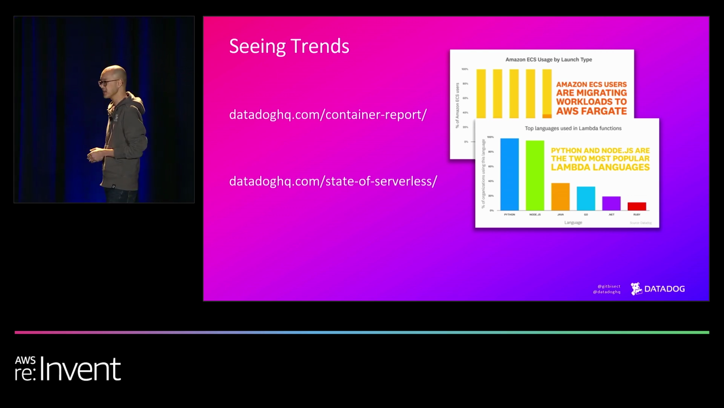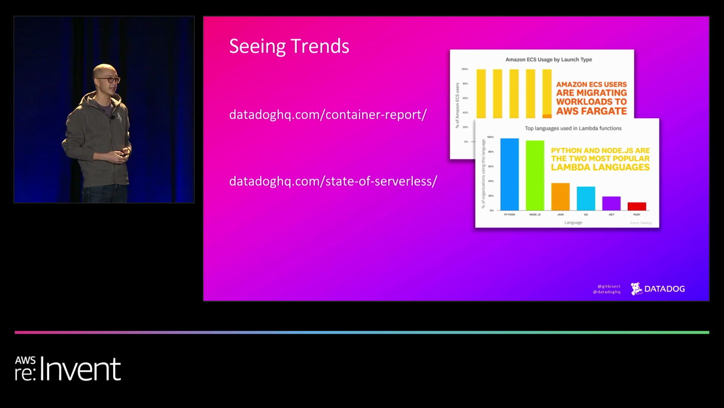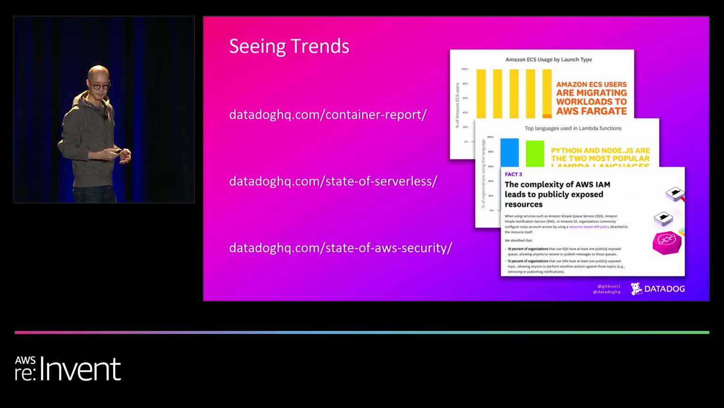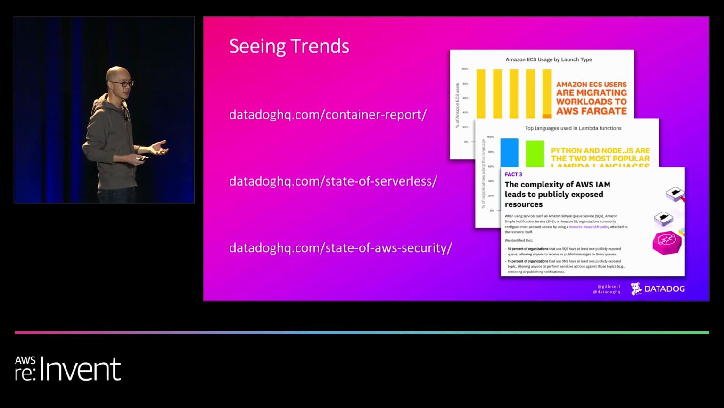We then moved into serverless. We could see all of that data, so it starts to be interesting. What are people running in serverless? What languages are they using? What's the average latency, or things like that? And then most recently, we launched a security report. So we took a look at folks' security data. This one is particularly interesting.